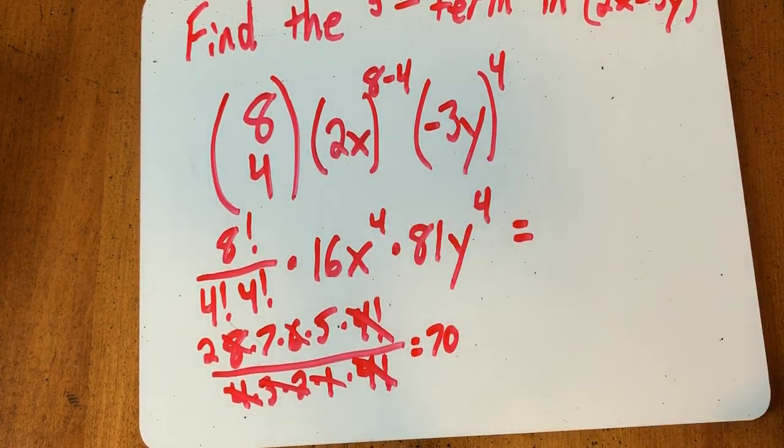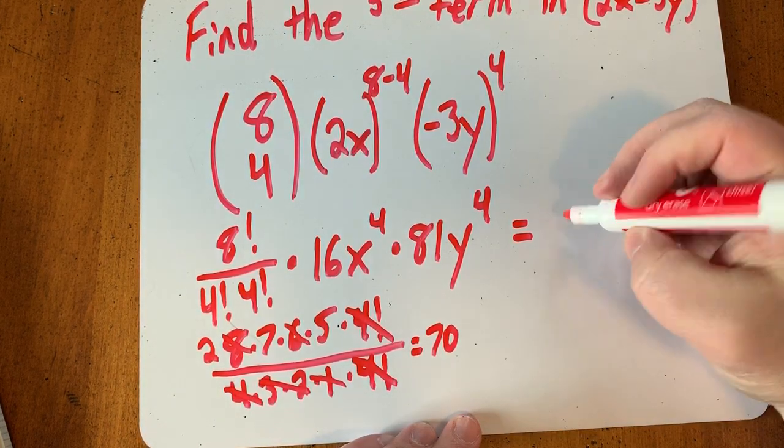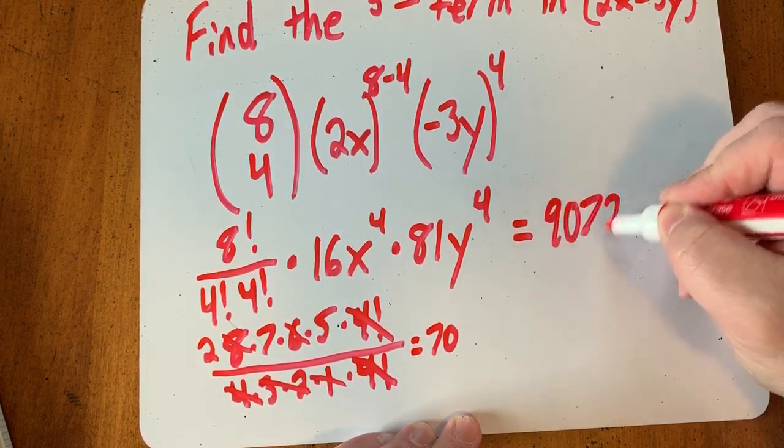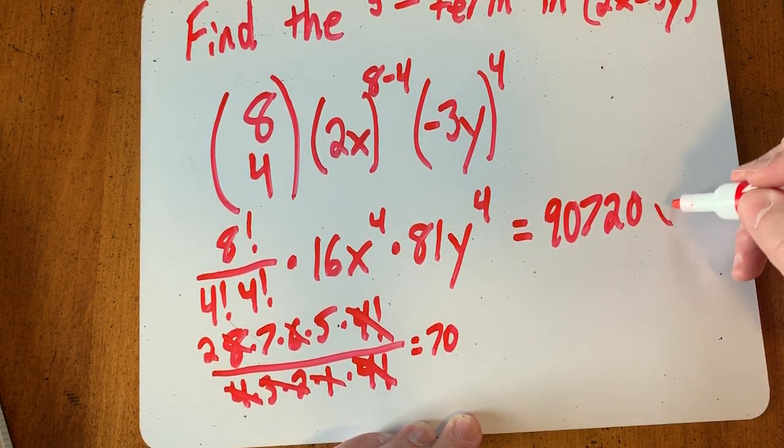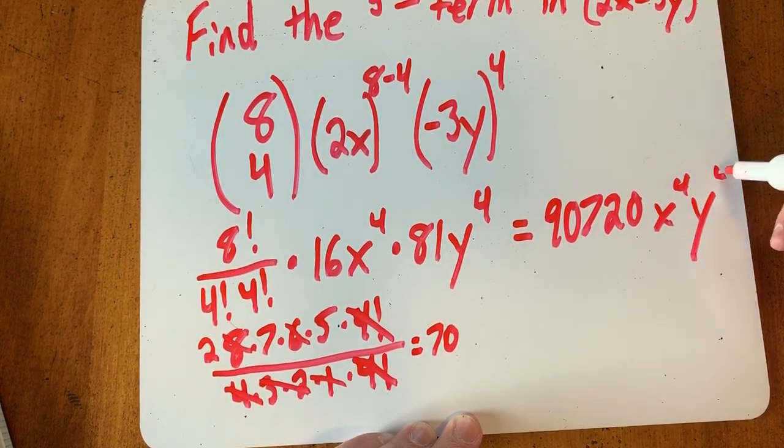So it's 70 times 16 times 81. I don't know that one off the top of my head. 90,720 x to the 4th, y to the 4th.